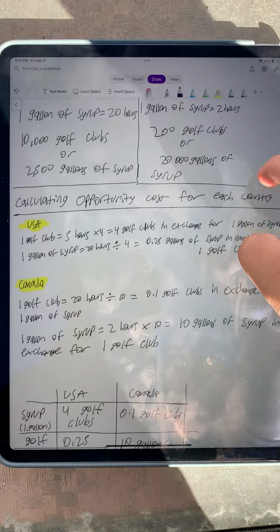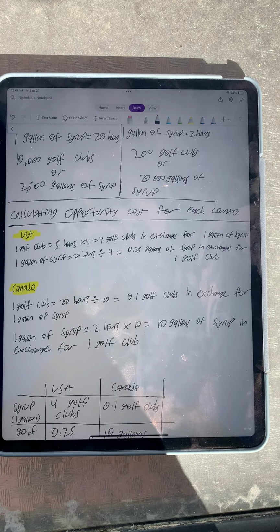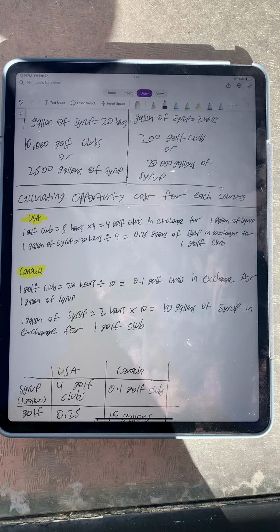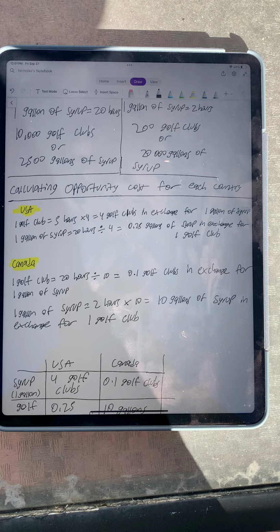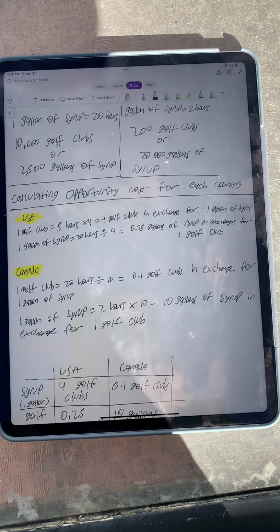To calculate the opportunity cost, in the US, one golf club takes 5 hours. Multiply by 4, you get 4 golf clubs in exchange for 1 gallon of syrup. 1 gallon of syrup takes 20 hours. Divide by 4, get 0.25 gallons of syrup in exchange for 1 golf club.